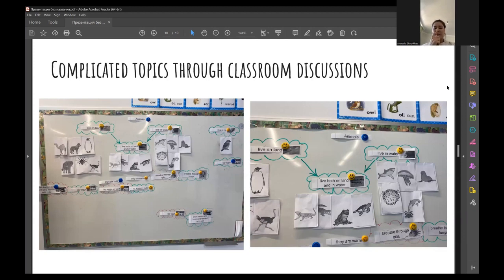Then we started studying animals. I will not tell you about the parts of animals or habitats of animals. I want to start with complicated topics. One of them, in my opinion, is the classification of animals. I know that in our country, first graders don't study classification of animals because it's too difficult for them.